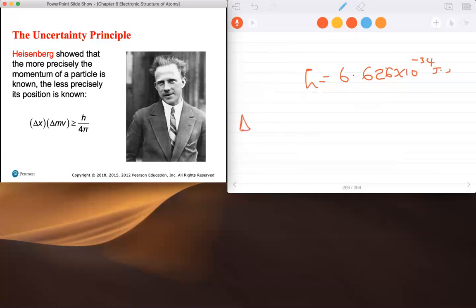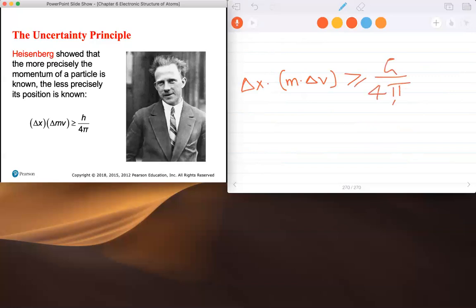This is where you see X here. This is uncertainty in what? In position, that we are not certain. And then in that equation right there, this is uncertainty in velocity or speed. The equation should be like this: delta x times mass times change in velocity, greater or equal to h over 4 pi.